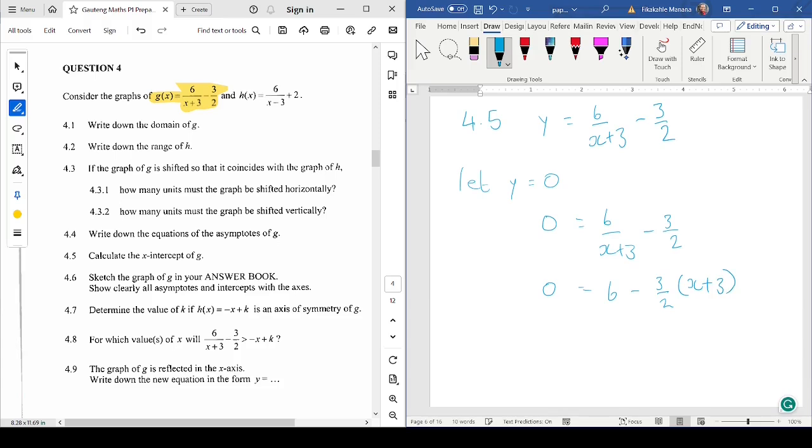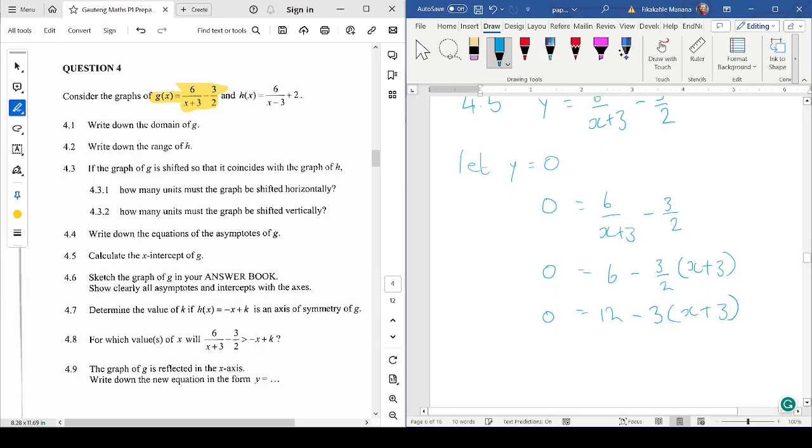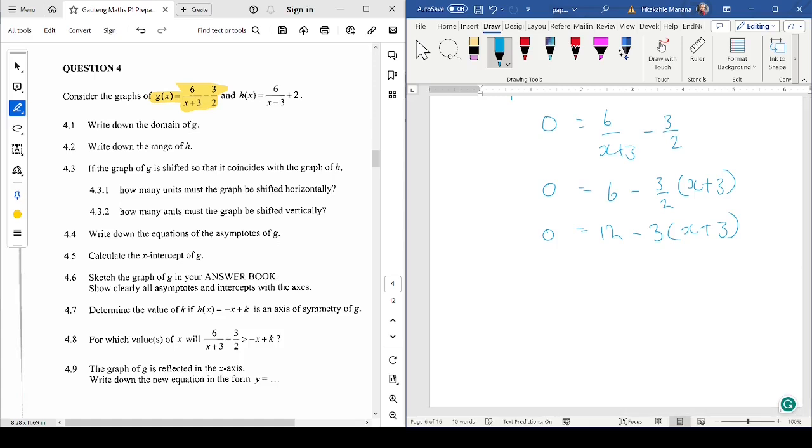Then I want to multiply everything by 2. This side is still going to be 0. And then 2 times 6, that's 12, minus 3(x + 3). Now I want to get rid of the brackets by multiplying in. The side is still 0. I got 12 here. Minus 3 times x is minus 3x. Minus 3 times 3 is minus 9.